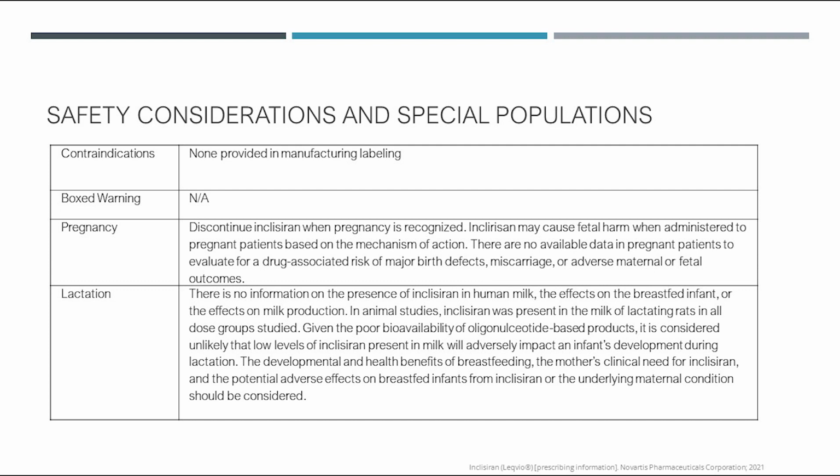We did see in animal studies that inclisiran was present in the milk of lactating rats and all dose groups that were studied. Given the poor bioavailability of these products, it's considered unlikely that low levels of inclisiran present in milk will adversely impact an infant's development during lactation. And so it's ultimately important to weigh the risks and benefits of utilizing this in a breastfeeding mother.